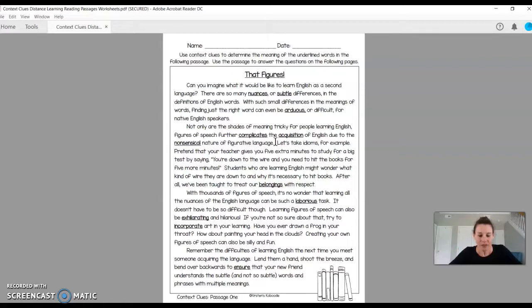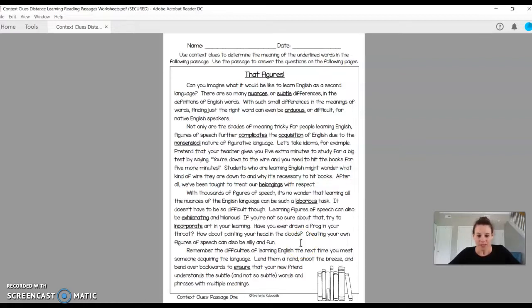It doesn't have to be so difficult though. Learning figures of speech can also be exhilarating and hilarious. If you're not so sure about that, try to incorporate art in your learning. Have you ever drawn a frog in your throat? How about painting your head in the clouds? So those are 2 idioms right there. A frog in your throat and painting your head in the clouds. Creating your own figures of speech can also be silly and fun.